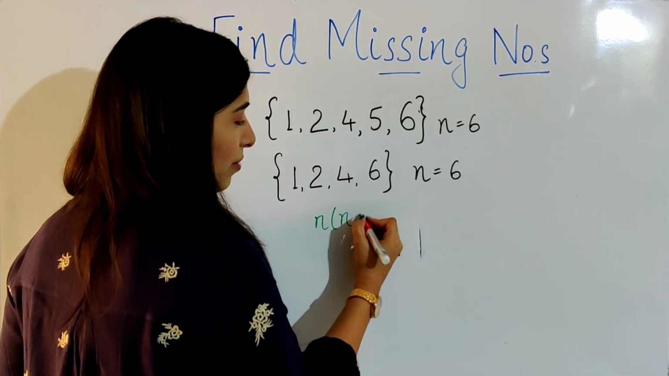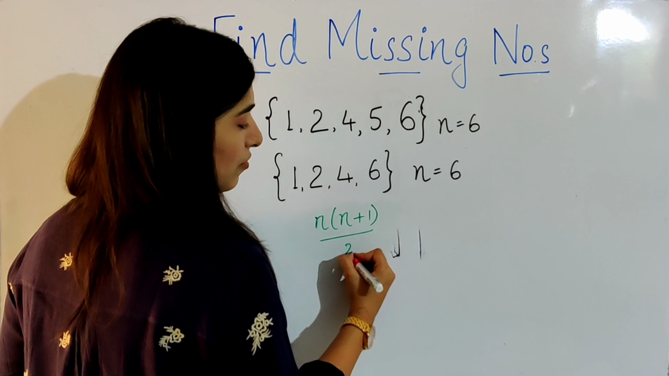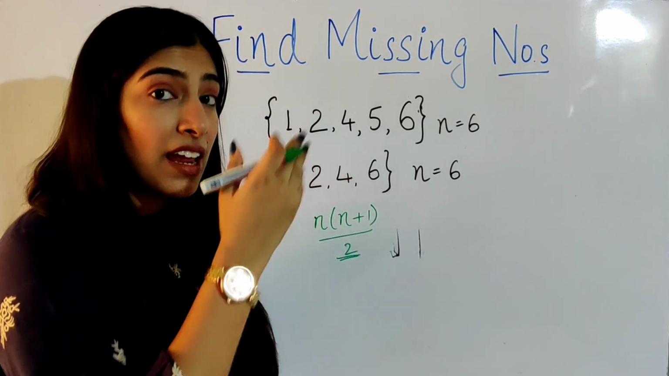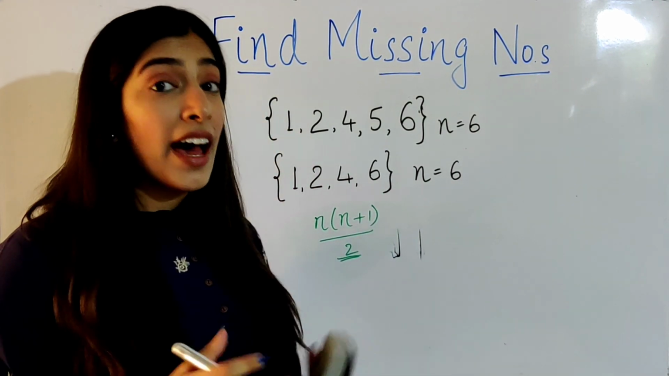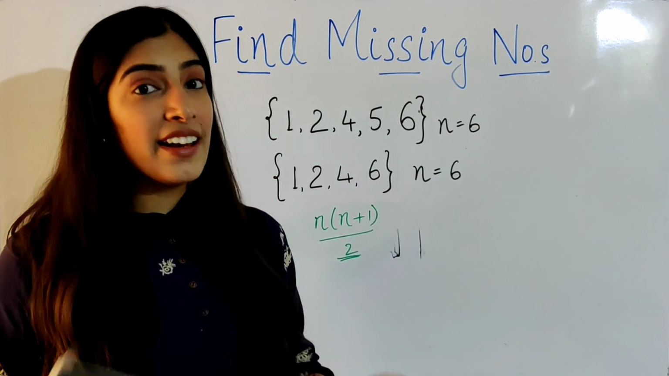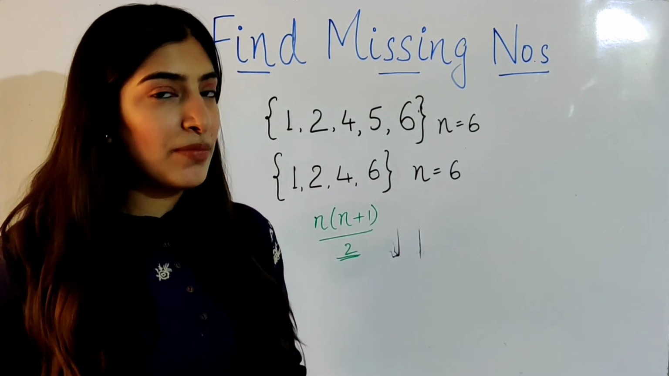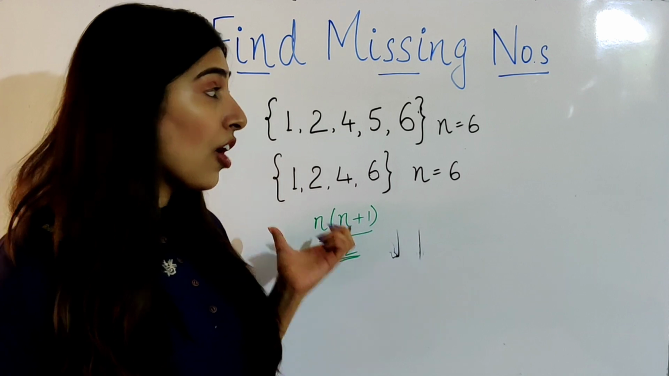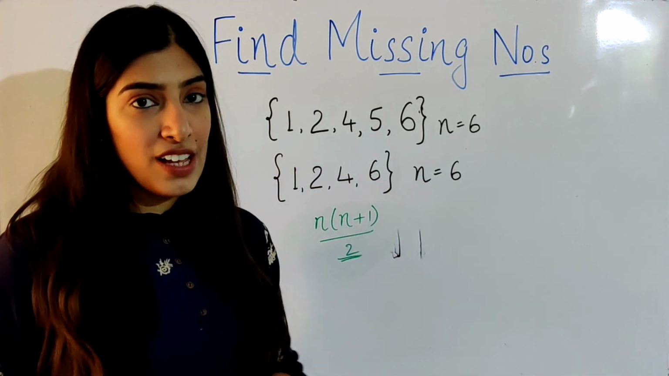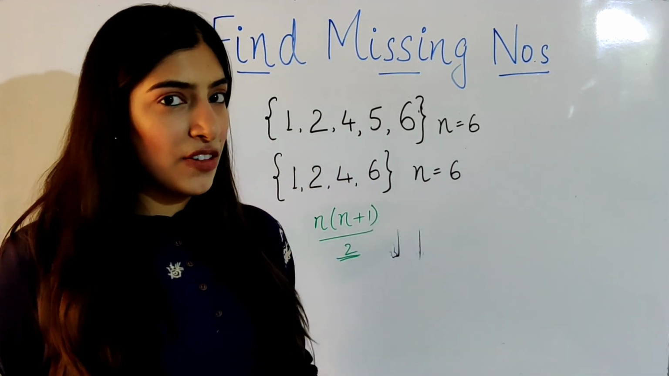Another approach to this question would be to use the formula of the sum of n elements, which is n into n plus 1 by 2. This is the formula of the sum of n elements ranging from 1 to n. I am sure you must have seen this formula in the arithmetic classes in school. Just rewind back to that. So now let's see how we can use this formula to solve both the questions. Let's get started with the easier one first.